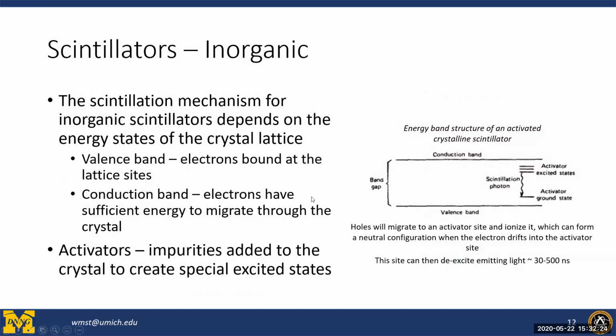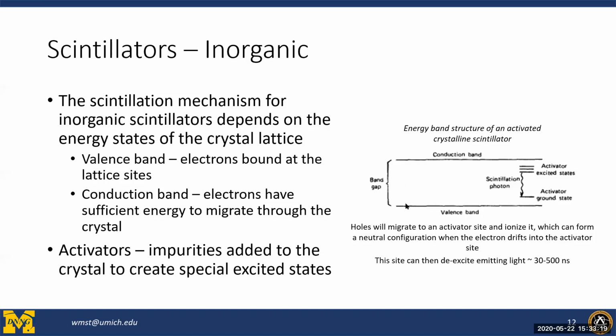So what is the scintillation mechanism with these scintillators? In these, the scintillation mechanism depends on the energy state of the crystal lattice. So these are broken down into a valence band and a conduction band, where the valence band electrons are bound to the lattice sites, and in the conduction band, the electrons have sufficient energy to migrate through the crystal. Now, you can see a diagram of this here where we have some band gap between the valence band and the conduction band. As a charged particle moves through this crystal, electrons are transferred sufficient energy to move from the valence band into this conduction band. Eventually, those will de-excite, giving off light that can be collected.